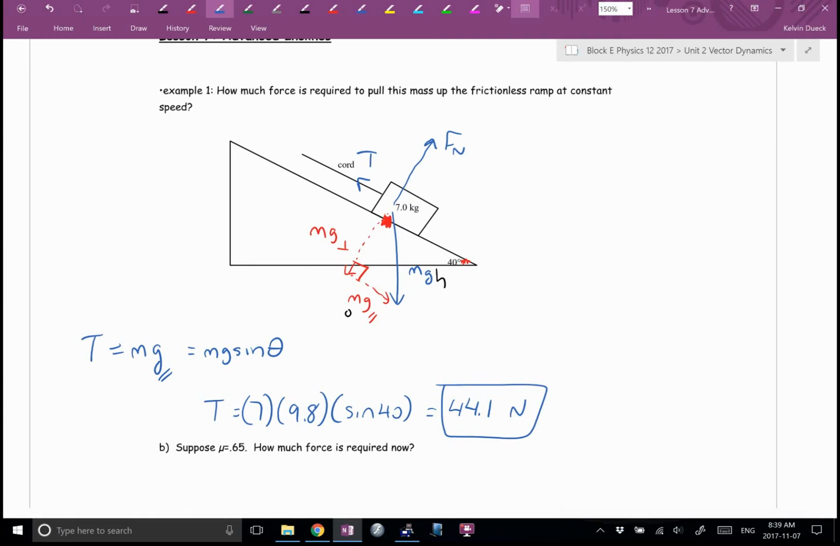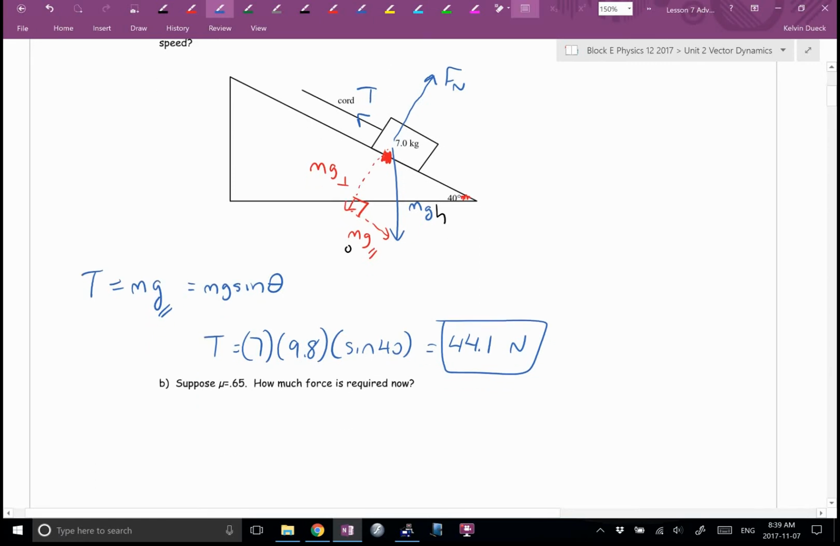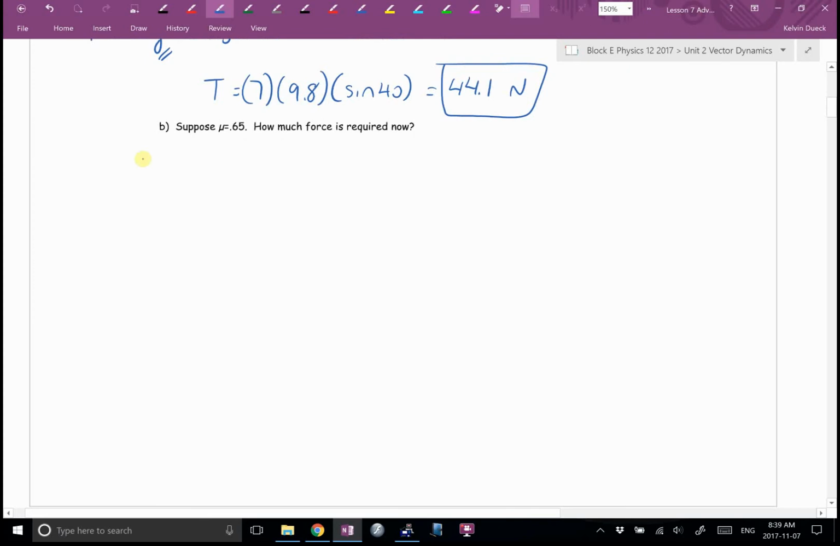I gotta be honest, that's a C, maybe barely a C plus level question, because you'll notice really two lines and we were done. Let's add some friction. So B says, suppose mu is 0.65. How much force is required now? You know what? Let's do a quick redrawing here. So there's the ramp. There's the block. What was theta? 40 degrees.